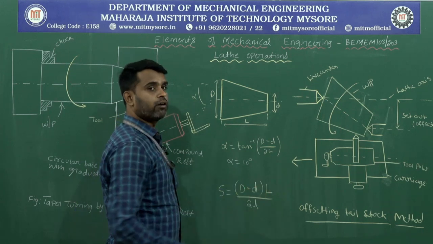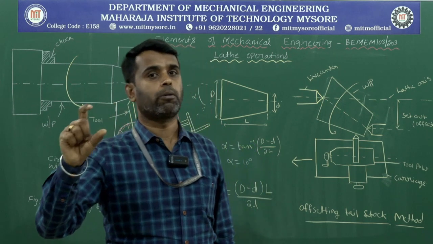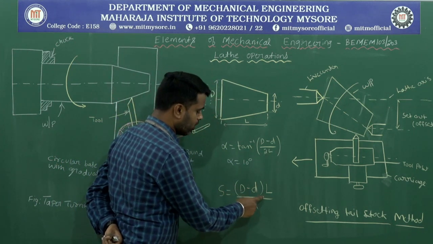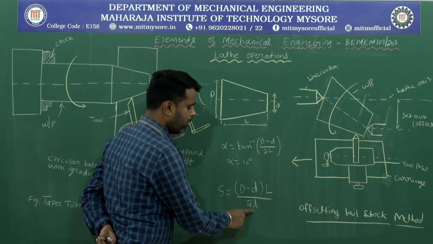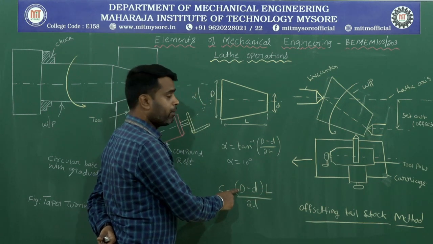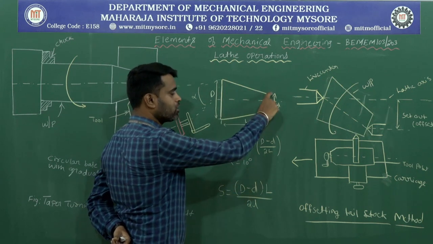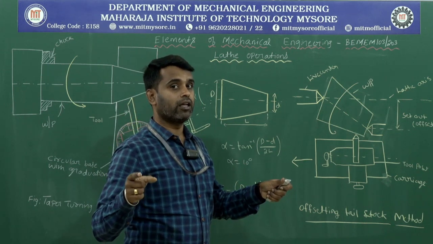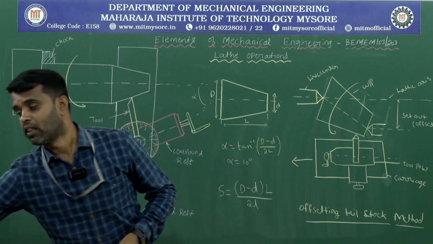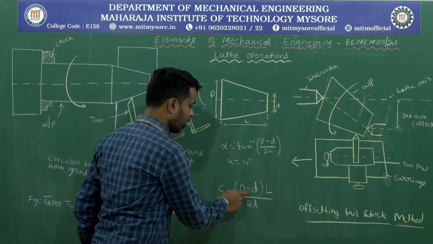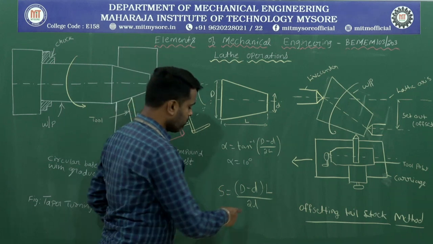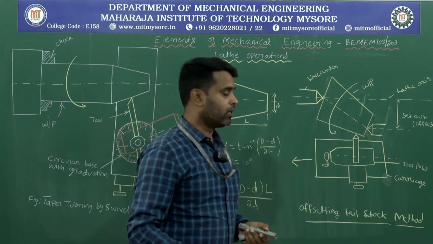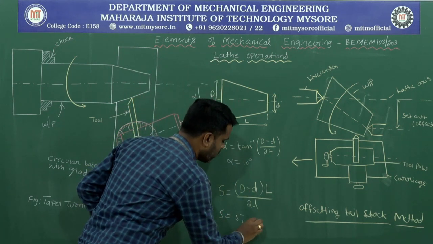First you have to find out how much offset will be provided to the tailstock. That is found by using the formula S is equal to (D minus d) into capital L divided by 2l. D is the bigger diameter of the taper, small d is the smaller diameter of the taper, and capital L is the total length of the workpiece. So (D minus d) into the total length of the workpiece, divided by 2 into the length of the taper. We will get the set over, around 5 mm or 10 mm.